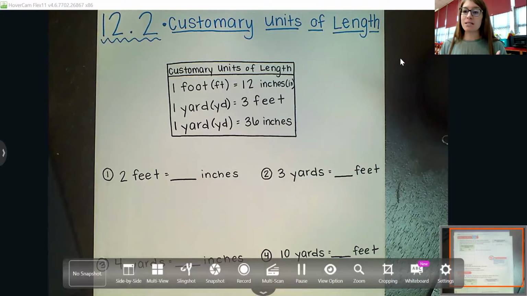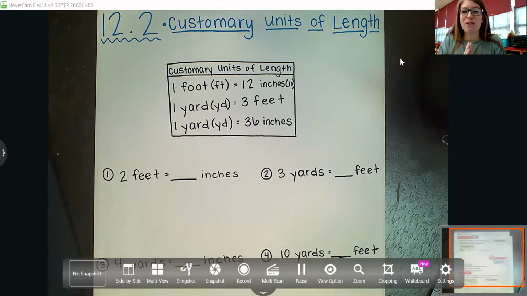Now, when I say customary, I just mean that those are the units that we use here in the United States. We're going to be talking about customary and metric units in chapter 12. Fun fact, the United States is probably the only country in the world that uses customary units of measurement. Everywhere else uses the metric system. So we are going to be talking about customary units of measurement that we use here in the United States. And then on the last half of chapter 12, we'll be talking about metric units.